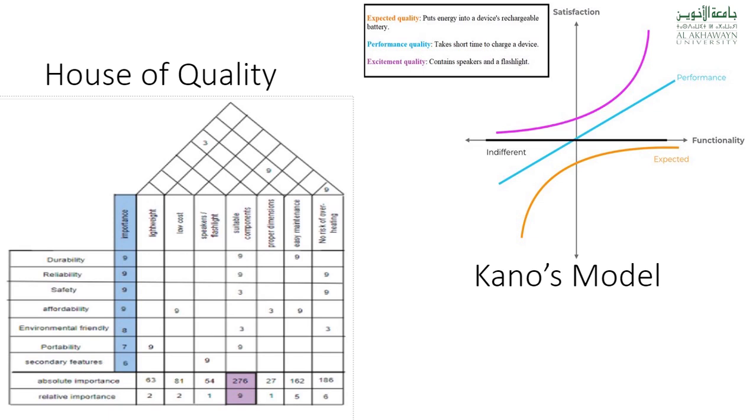The second step in the specifications part of the EDP is Kano's model. So as you can see, our expected quality is to put energy into a device's rechargeable battery. Our performance quality is if we are able to make the charging faster, and our excitement quality is if we are able to implement speakers and a flashlight.